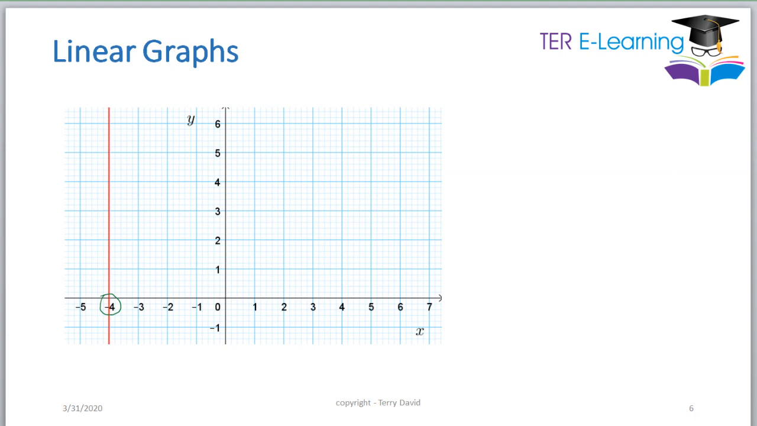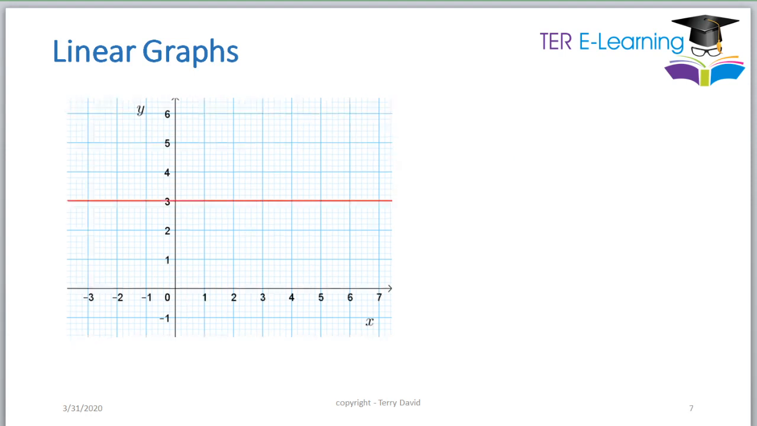Alright, so I see a lot of answers coming in here. X is equal to minus 4. That is great. Alright, so the equation of this line here, that vertical line, is x is equal to minus 4, right? So the equation of any vertical line is always going to be x is equal to something, right?